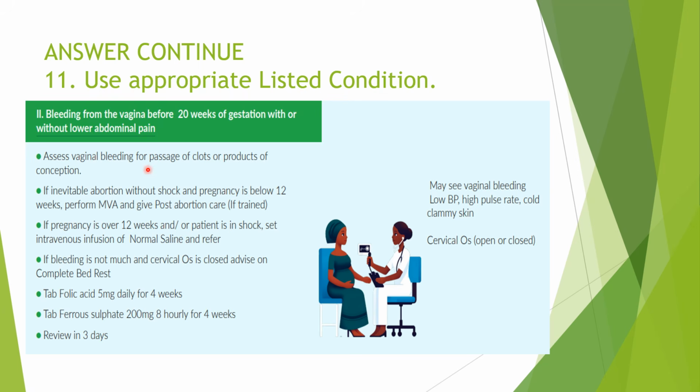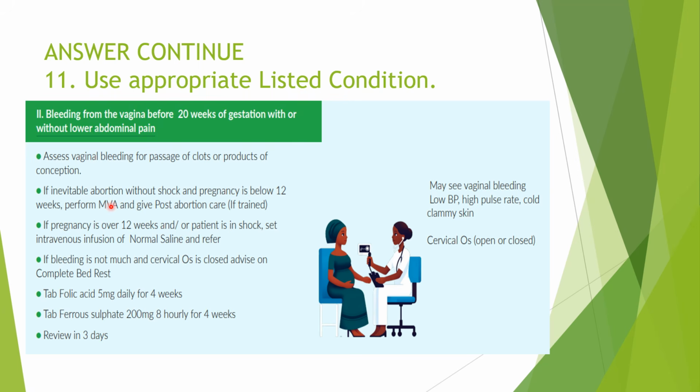It says assess vaginal bleeding for passage of clots or products of conception. So if you assess the vaginal bleeding and you are seeing tissues, things like flesh coming out, definitely there are fragments of the product of conception. So it means that it is inevitable. And if you don't work on her quickly, the bleeding might become very heavy and she might go into shock.